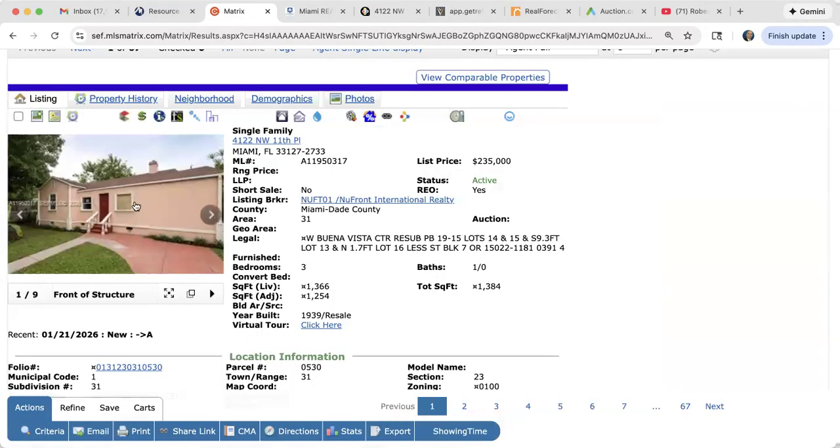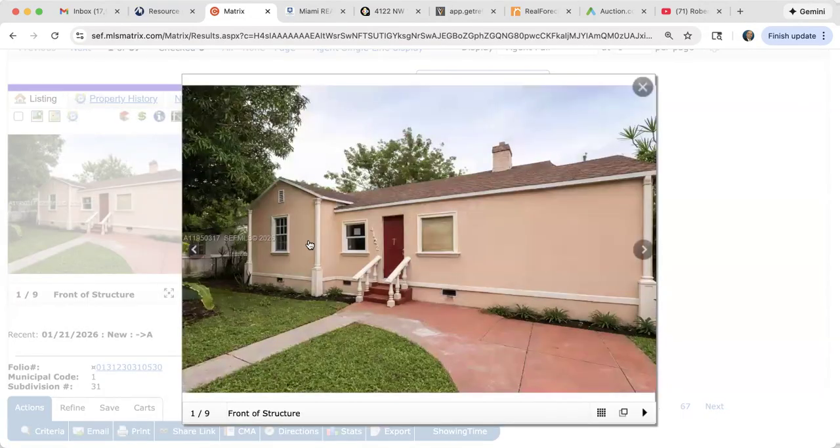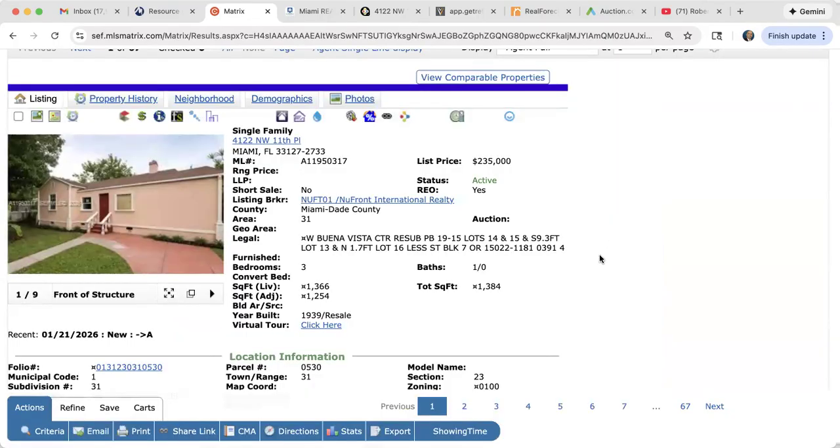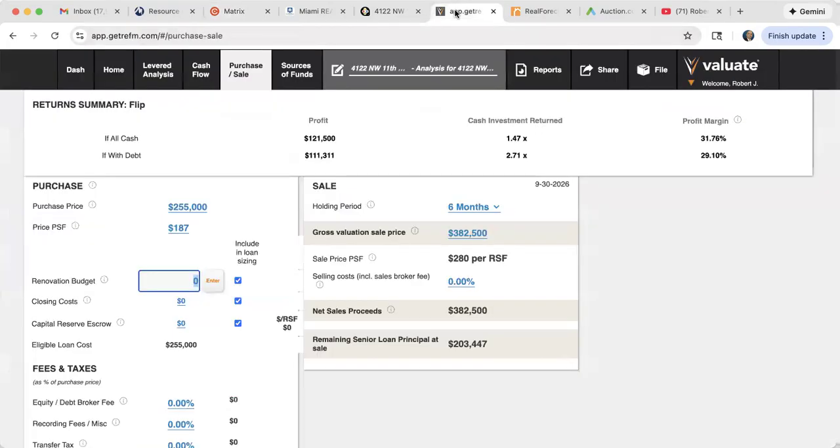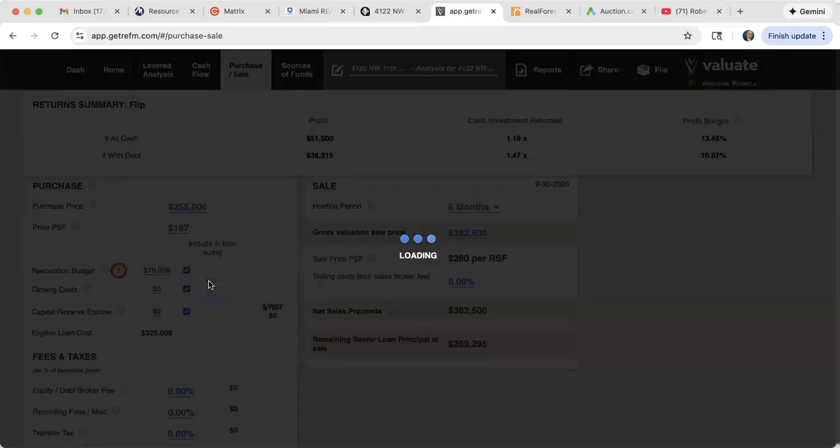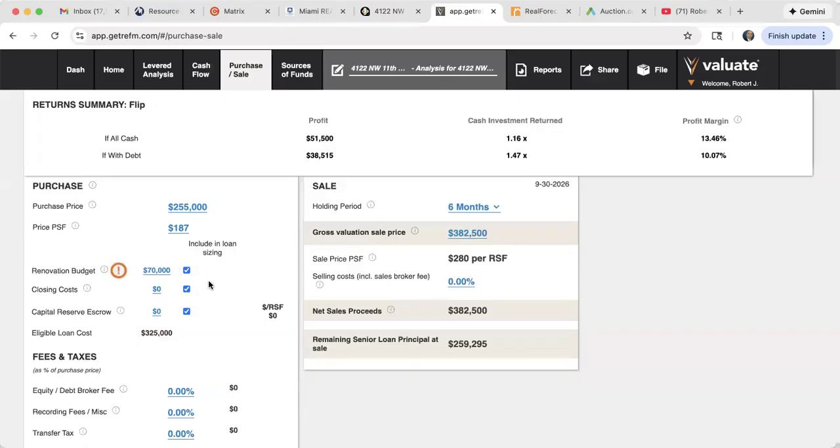Obviously, we put new impact windows, impact doors, like you want to make this house sell closer to 450, right? What do you think, Rob? Like 70,000? Yeah, let's go with 70,000. All right. So let's go with 70,000. And let's see how that works.